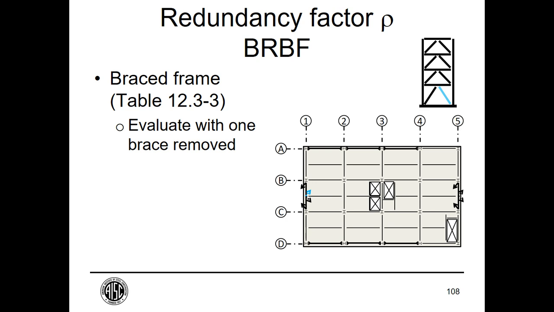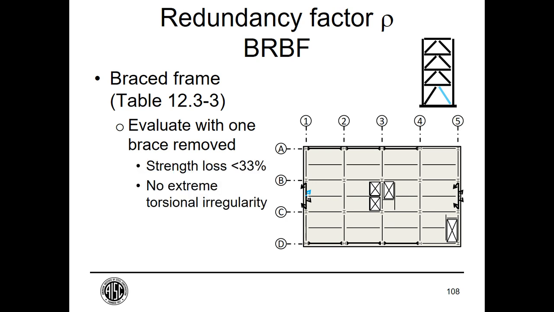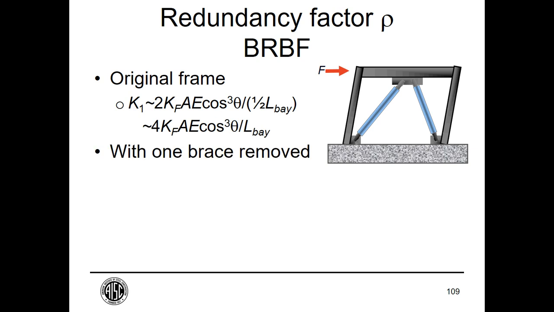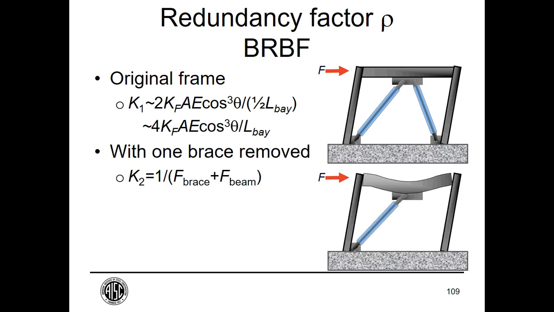In the braced frame direction, we remove one brace. However, when we remove one brace, we go from a system that has this stiffness, where the stiffness is related to the cosine cubed of the stiffness of the brace. Remove one brace, then really we have 2 sources of flexibility. We have the flexibility of the brace and the flexibility of the beam, which we haven't designed yet.